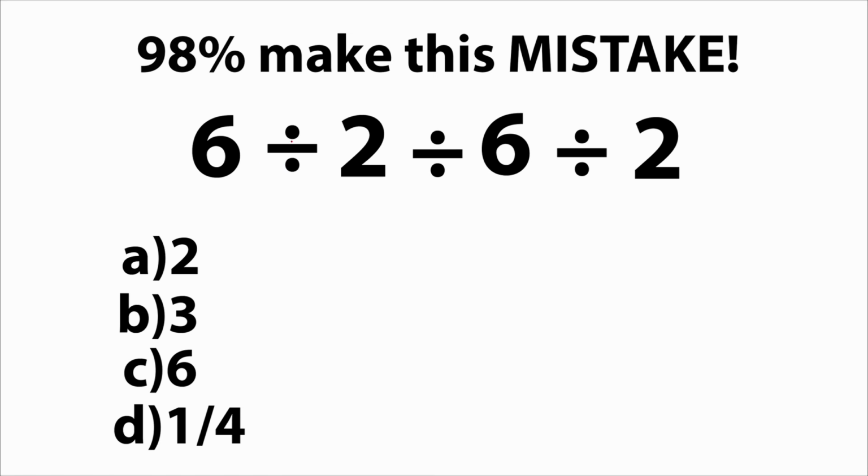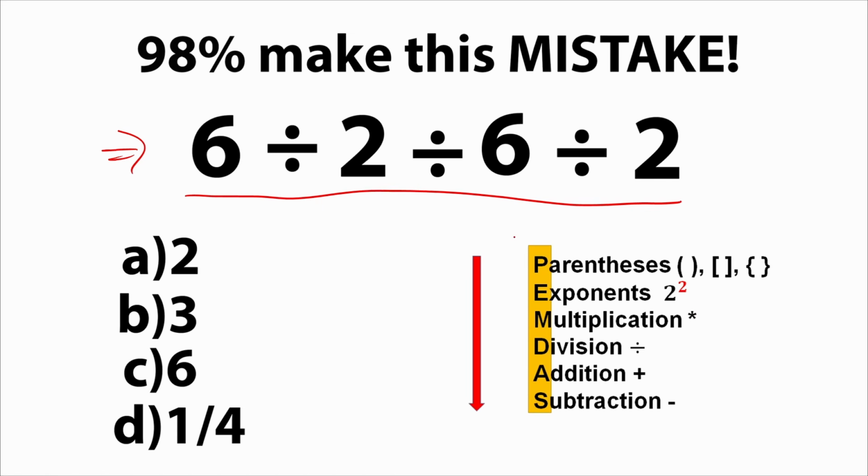Nothing hard. We have only division signs. We have 6 divided by 2 divided by 6 divided by 2. And here are a few hints from me. Of course, PEMDAS, the order of operations, right here. And here are a few hints. 6 divided by 2 equals 3. A lot of students might be thinking right here is 3, and right here we have 3. And 3 divided by 3 equals 1.